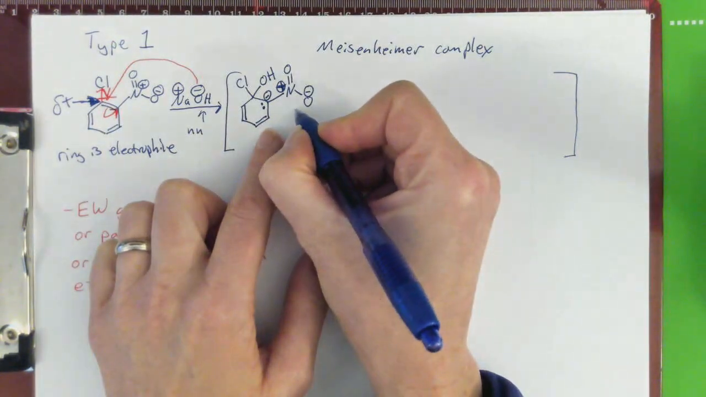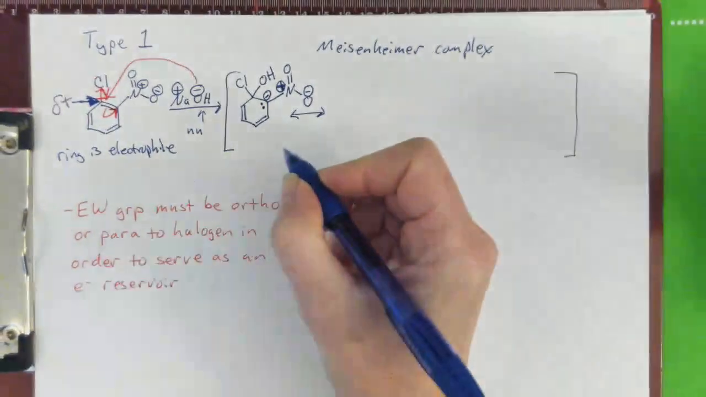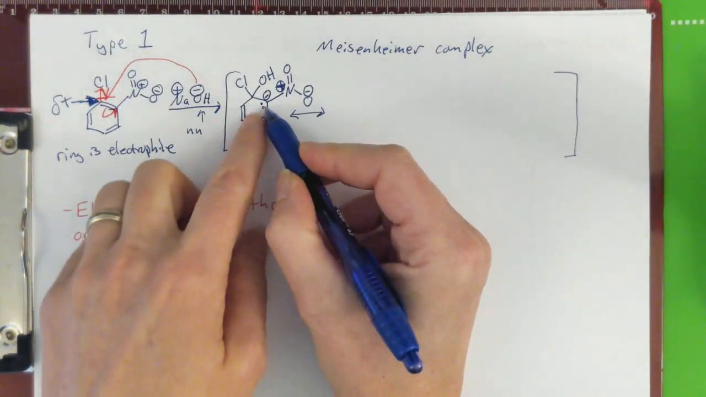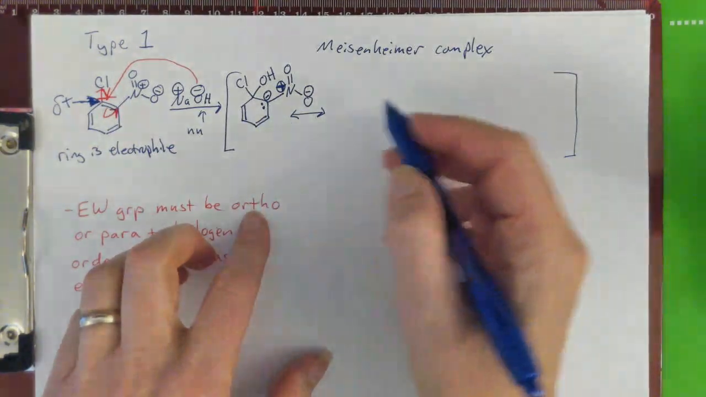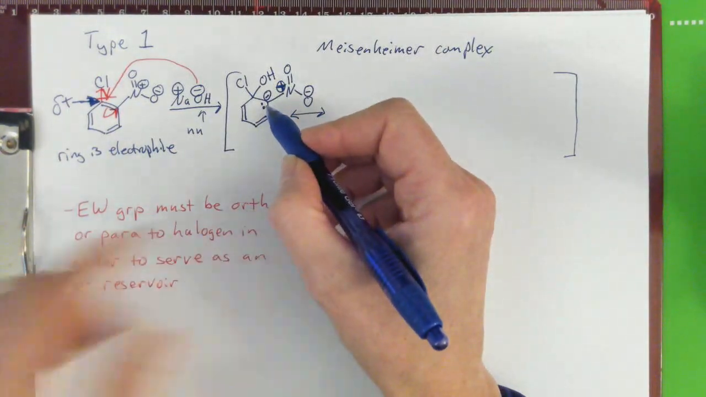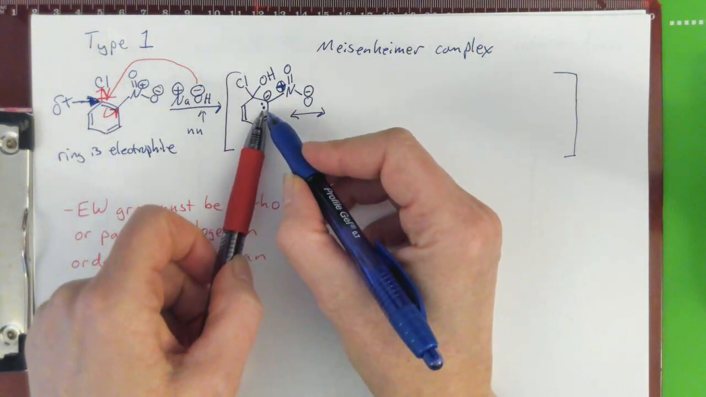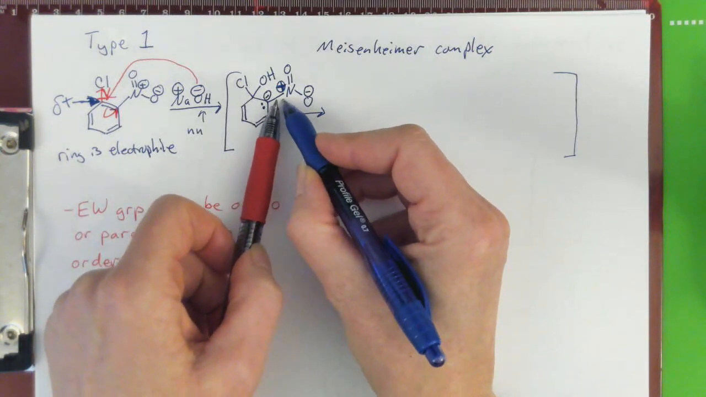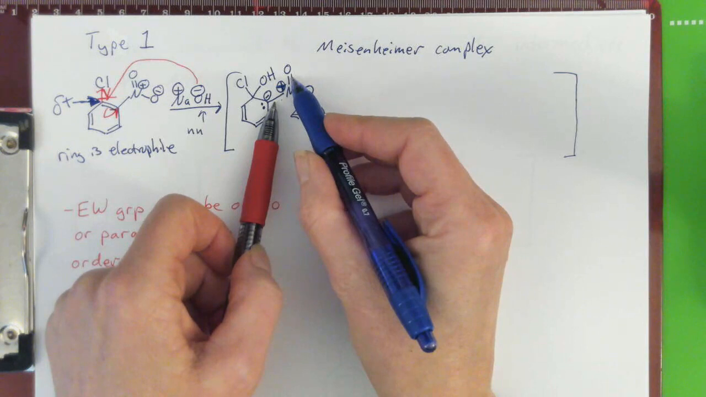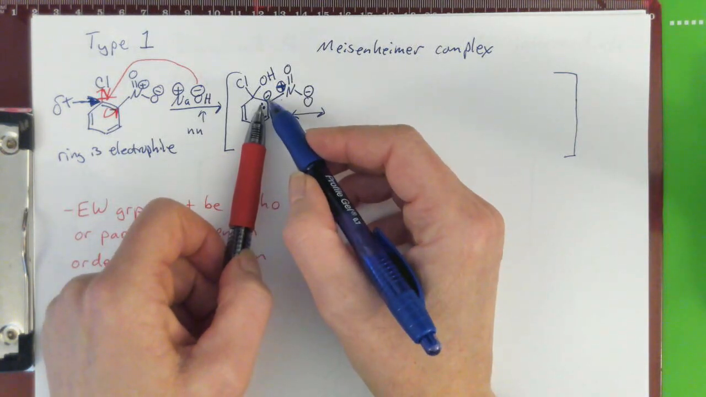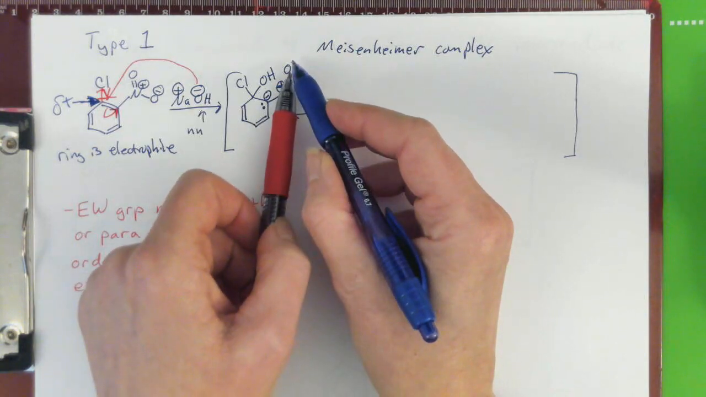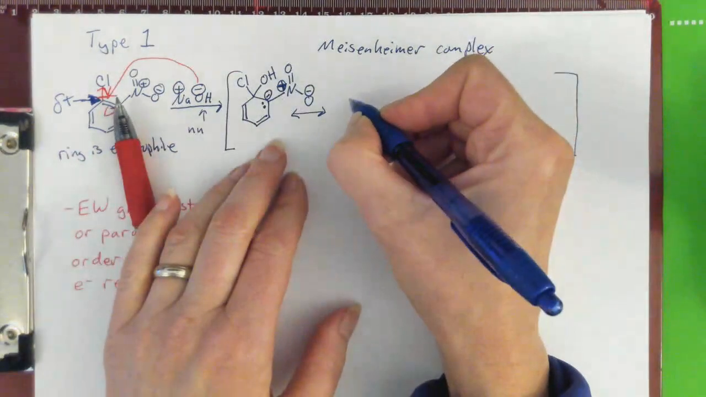So I'm going to draw another resonance hybrid here. So in addition to moving the electrons around in the ring, which I will do, I'm just going to go ahead and draw what happens if I bump this pair of electrons here. I can bump this pair of electrons up here so that I pull the negative charge out from the ring.